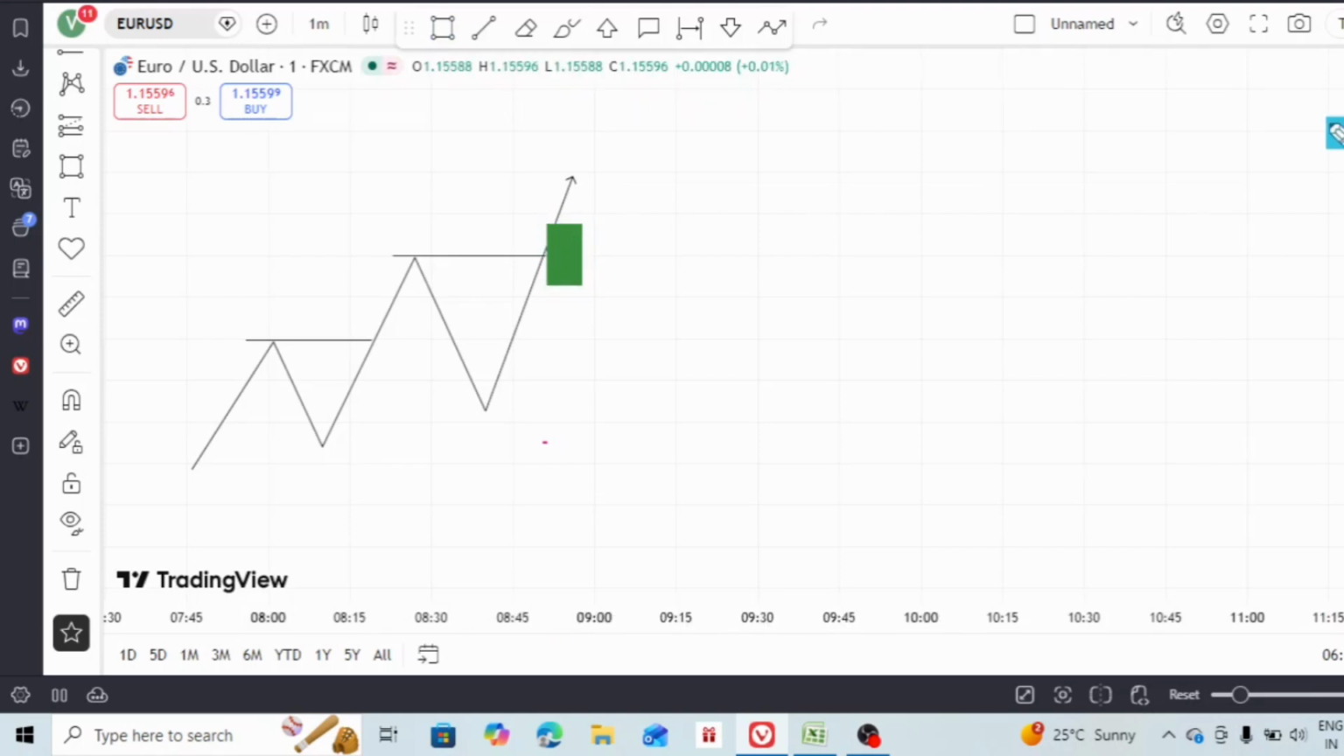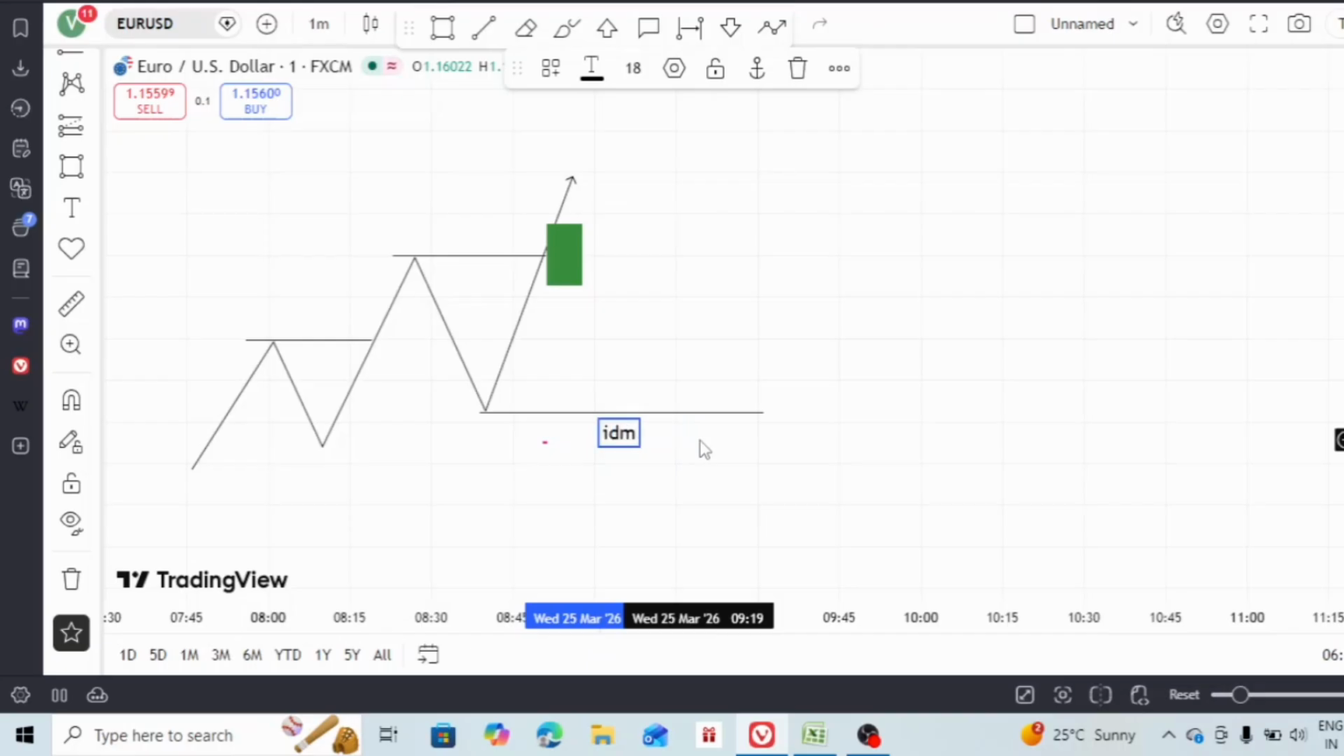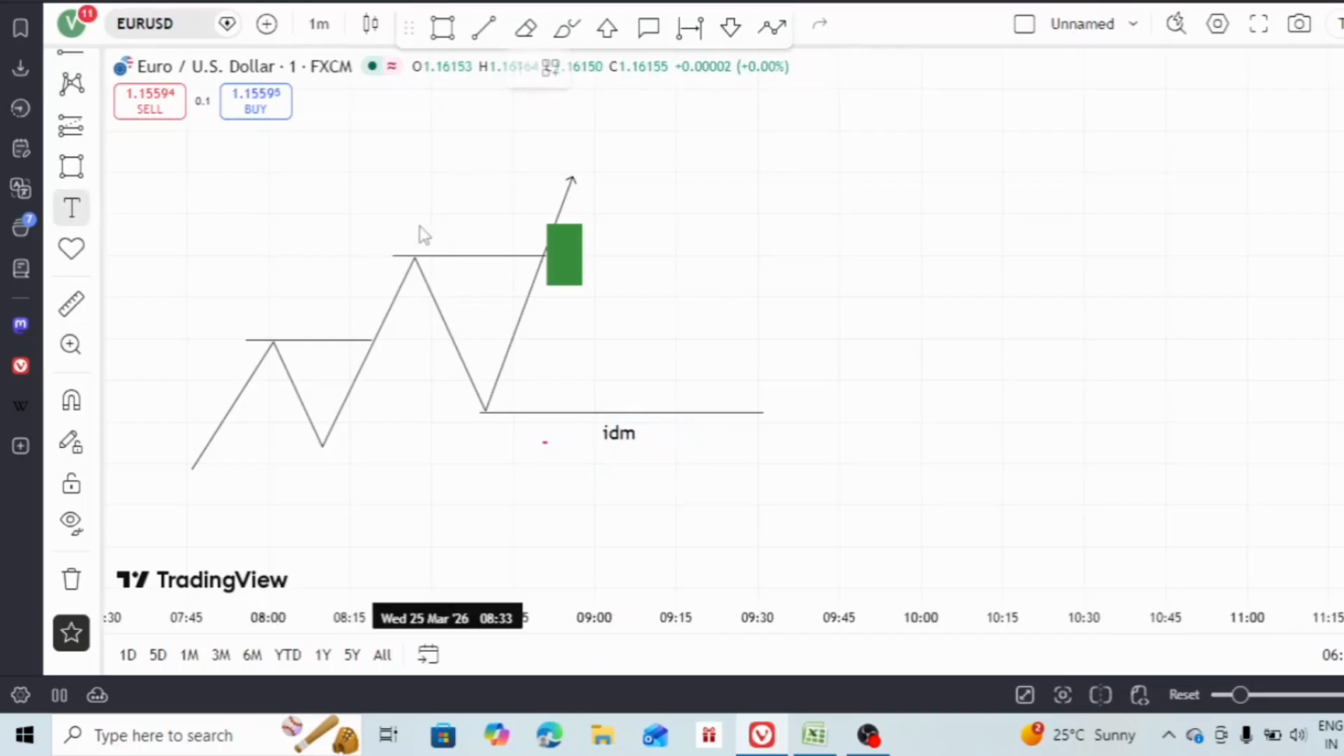So after confirming this higher high, this first pullback will be our inducement level. Okay, so this is our inducement, IDM. We call it the inducement. So we have our higher high confirmed here. Higher high confirmed means we find our inducement.